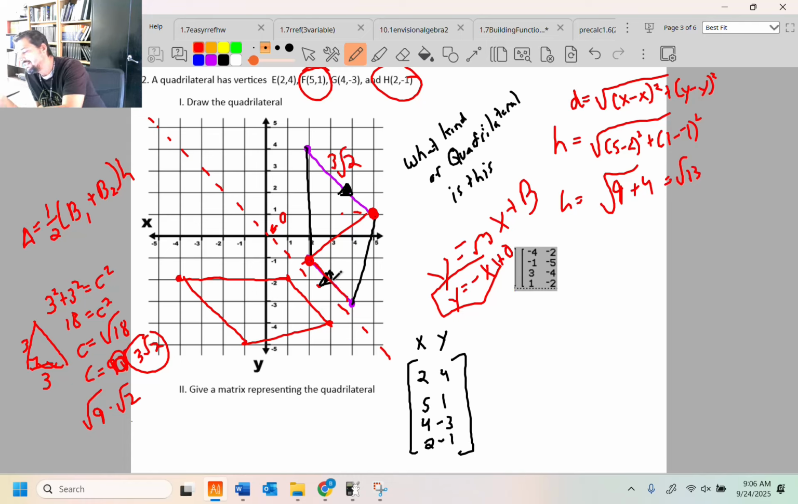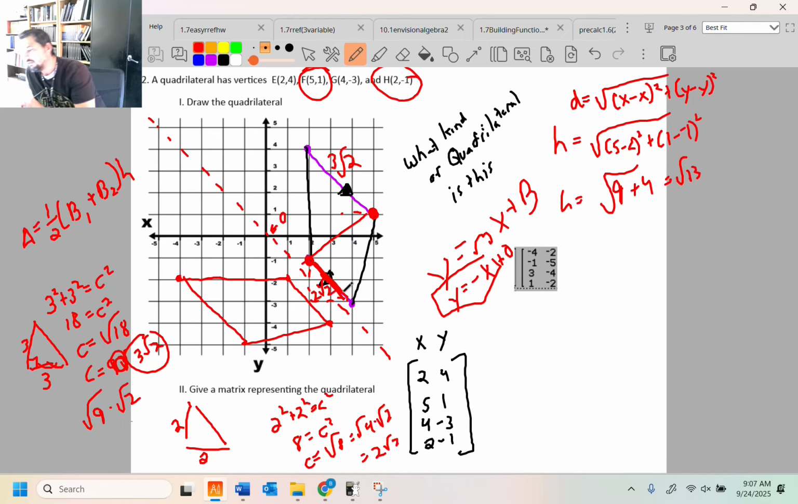Now I got to have this length, okay? I also see another little right triangle. It has lengths of 2 and 2. So 2 squared plus 2 squared is c squared. 4 plus 4 is 8. And c is the root of 8, which is the root of 4 times the root of 2, so 2 root 2. Wow, a lot of stuff here. So, let's see what I've got. I've got 3 root 2 and 2 root 2.